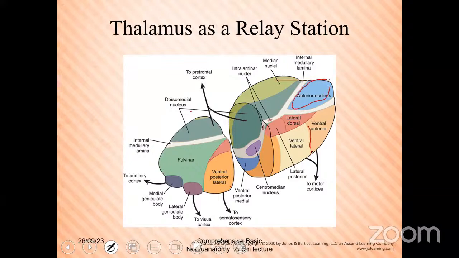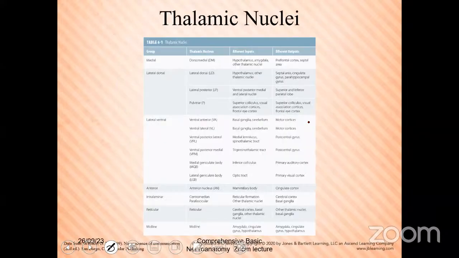So these parts have got different functions, which we'll learn slowly. You can see that the thalamic nuclei, let us recapitulate: the dorsal medial nucleus, and its afferent inputs are coming from the hypothalamus, amygdala, and other thalamic nuclei, and the efferents go to the prefrontal cortex and septal area.